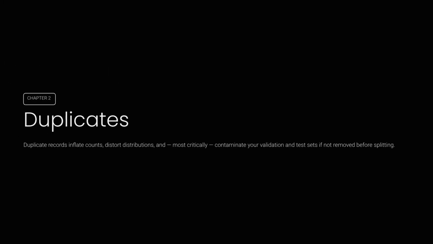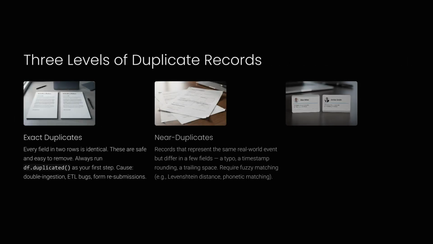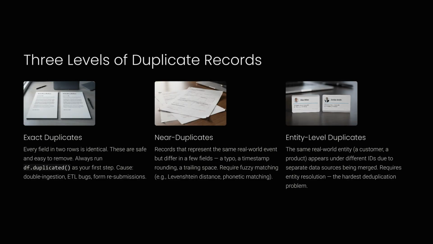Chapter 2 covers duplicates. Duplicate records inflate counts, distort distributions, and, most critically, contaminate your validation and test sets if not removed before splitting. Duplicates come in 3 levels: exact, near duplicates, and entity-level duplicates. Exact duplicates are easiest to remove. Near duplicates require fuzzy matching, and entity-level duplicates are the most challenging.